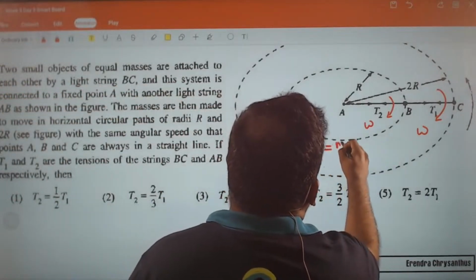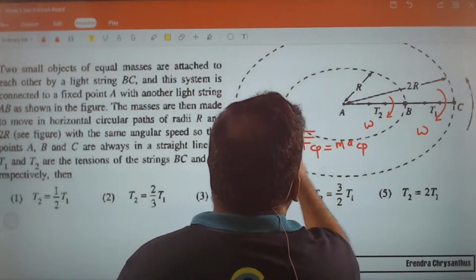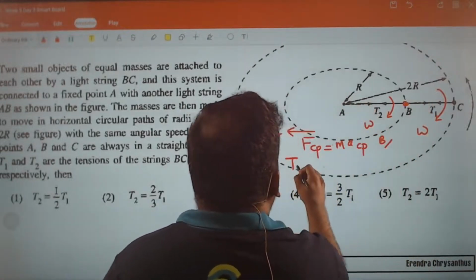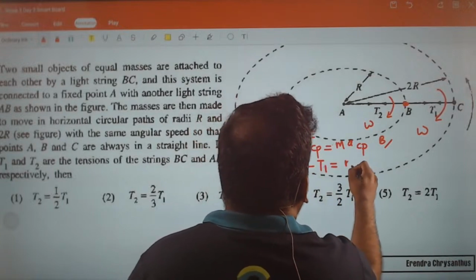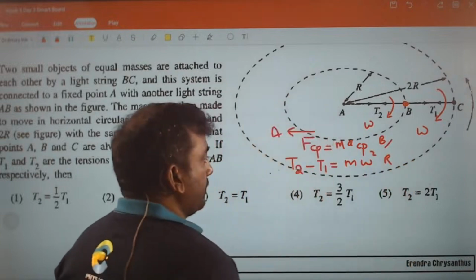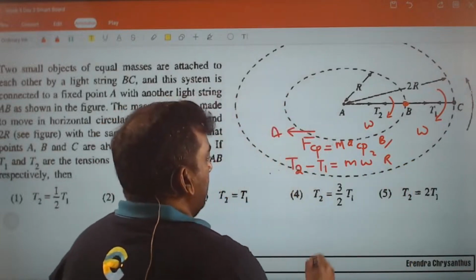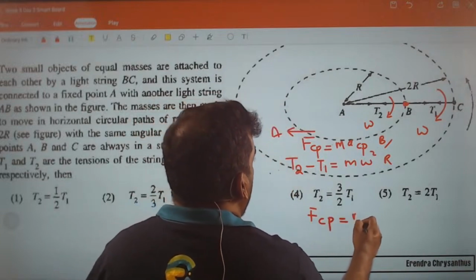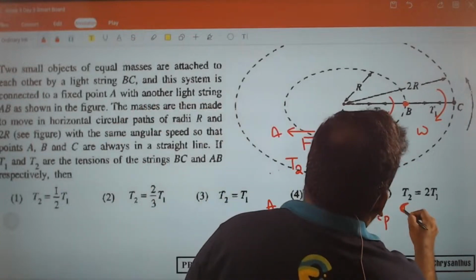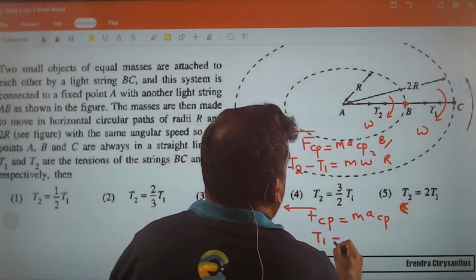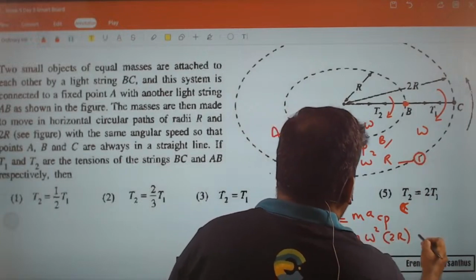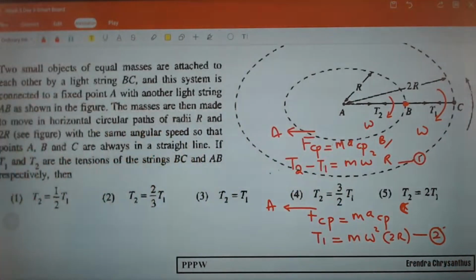Centripetal force equals mass into centripetal acceleration, acting towards the center A. On object B, who is providing centripetal force? T2 minus T1 equals m omega squared, and the radius here is going to be capital R. Same omega. Then apply centripetal force equals mass into centripetal acceleration to the center A on object C. Who is providing centripetal force? T1 equals m omega squared, and the radius is 2r. This is equation number 1, and this is equation number 2.